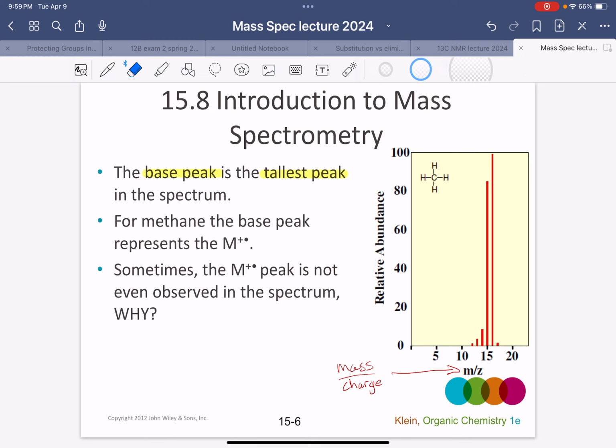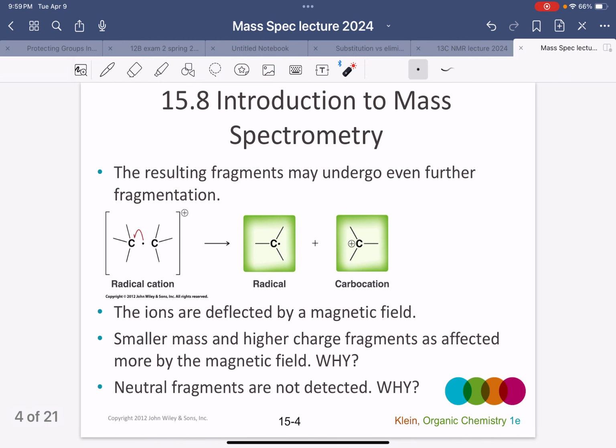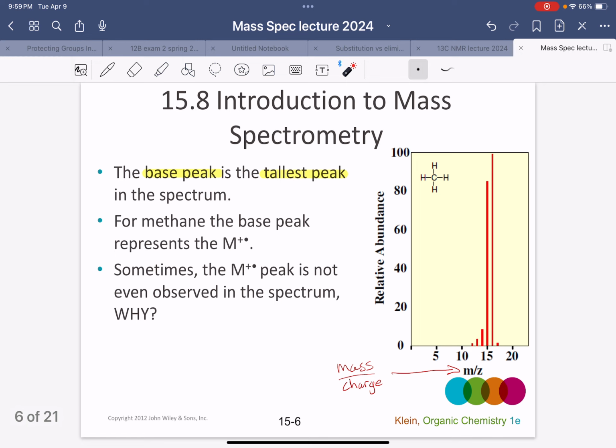Just to go back a couple here, if we had something that fell apart readily, we might not even see the M plus peak. We may never get the molecular ion even detected. But for methane, we do. And we can see that right here. There's our M plus peak.